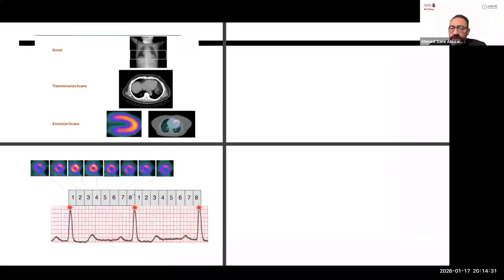But when we do that, we have to be careful about gating, right? We have to acquire the images while the heart is moving, is beating, like a cardiac CT or a cardiac MRI. We have to account for the gating, because if we have good gating and respect the R to R interval in the EKG, as you can see here, we're going to have good image quality, and we can have an accurate ejection fraction and accurate volume.